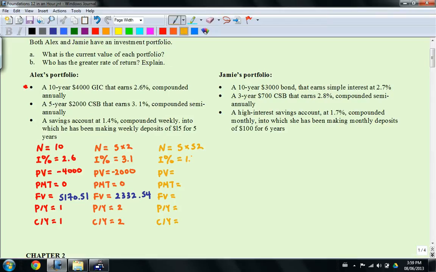The interest rate is 1.4%. Now the present value is going to be 0 because initially there's no money there, and every week $15 is being paid into it.